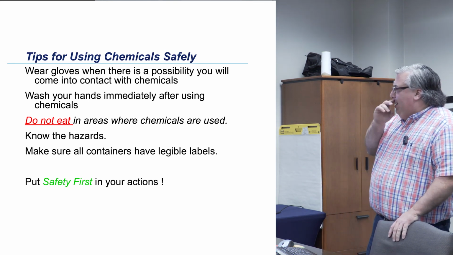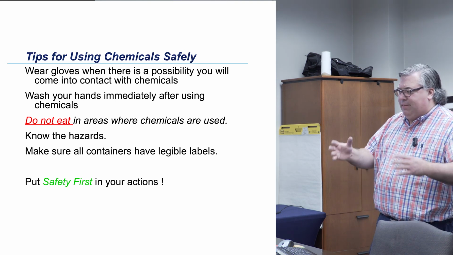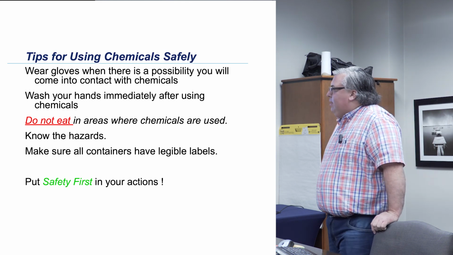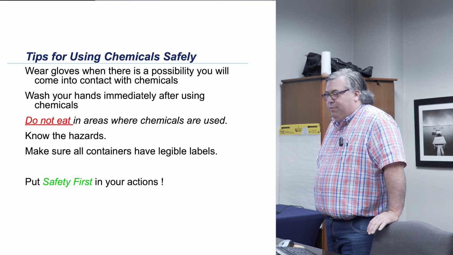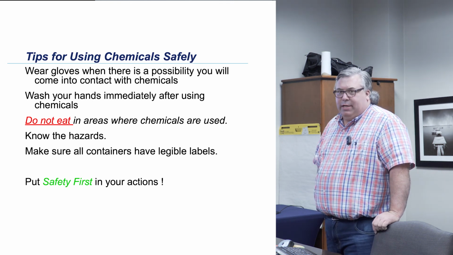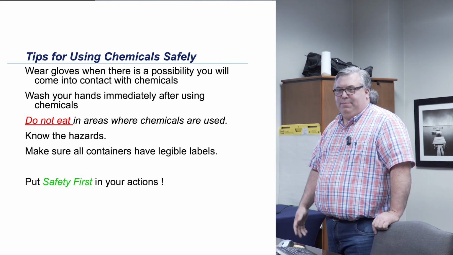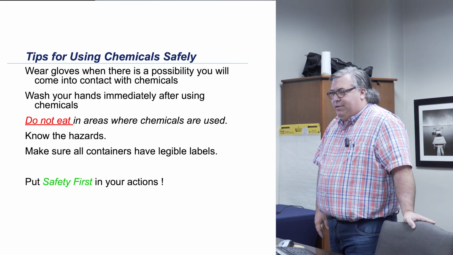Do not eat in areas where chemicals are used. Again, unless you've washed your hands, unless that surface is clean, you don't want food to potentially come in contact with it. Know your hazards. Read your SDSs. Know what you're working with. Make sure all containers have legible labels. If you can't read a label, you don't know what's in there, you don't know what the hazards are. Put safety first in your actions.